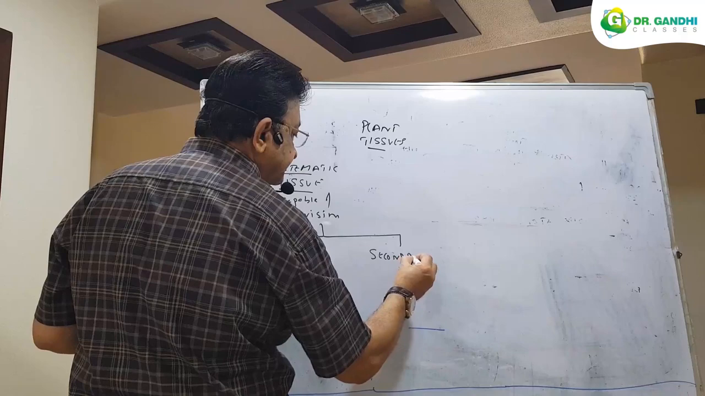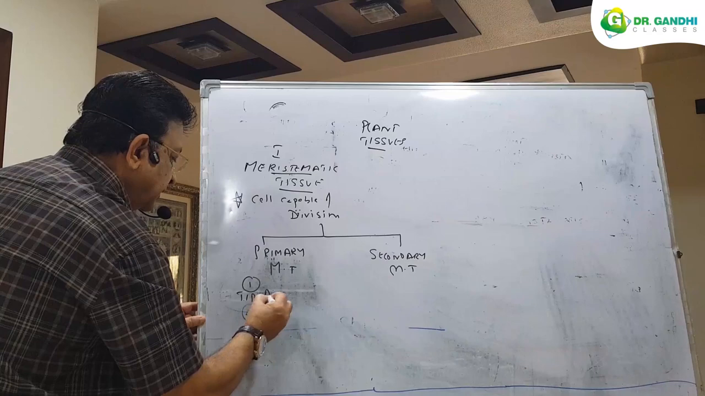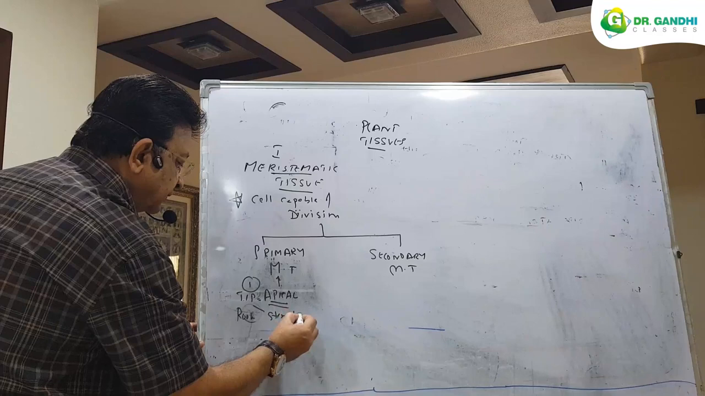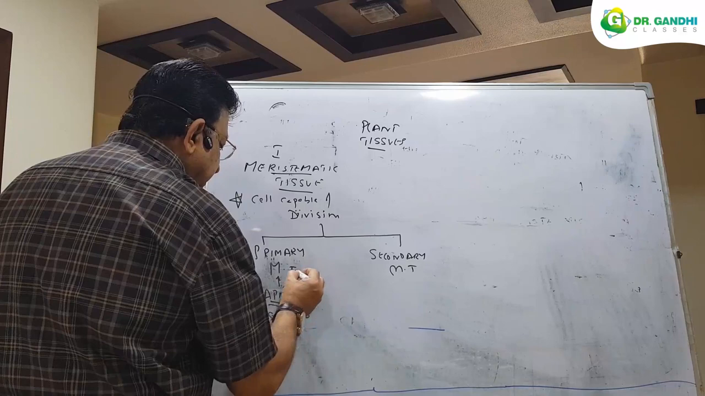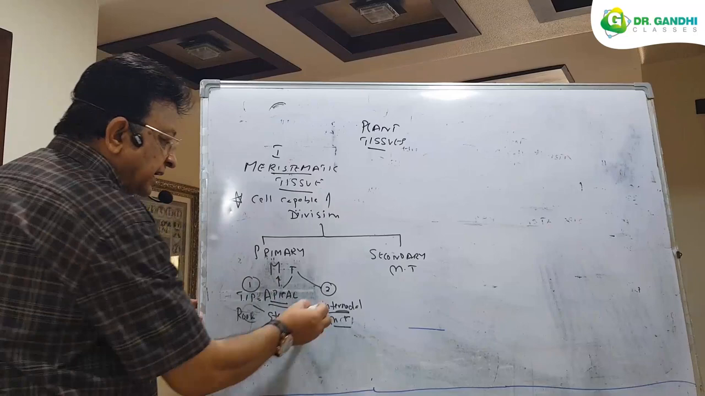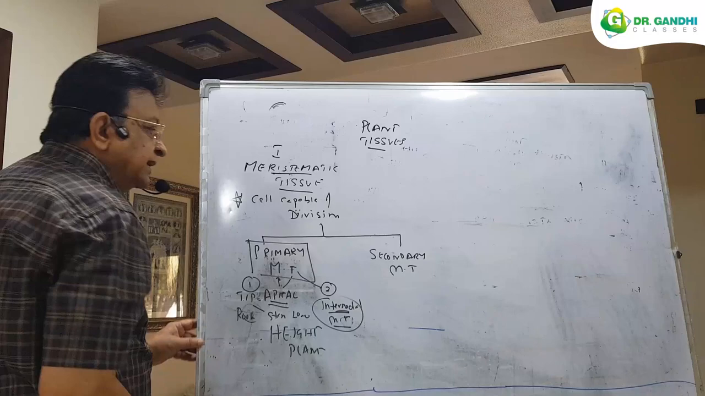The primary meristematic tissue was the first one found at the tip. From the word tip, meaning apical, we call it apical meristematic tissue. It was present at the tip of the root, tip of the stem, tip of the leaves. Next, the primary meristematic tissue also had internodal meristematic tissue, the area where the leaves are, so that when the plant increases in height, even the internodal increases. What is the basic function of primary meristematic tissue? It increases the height of the plant.